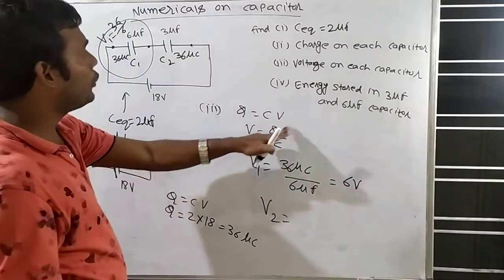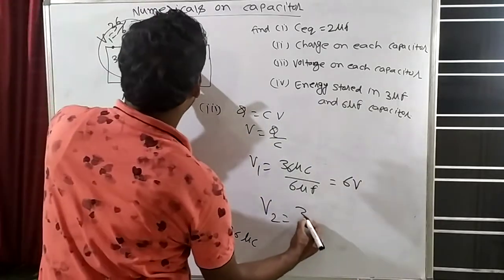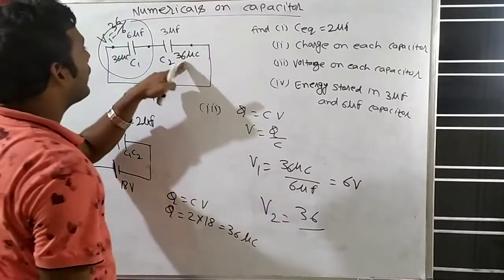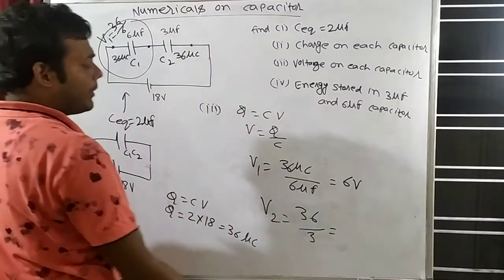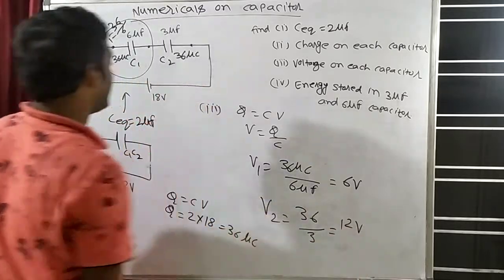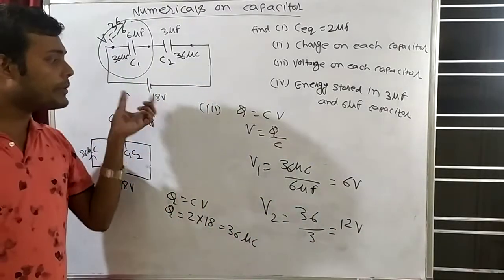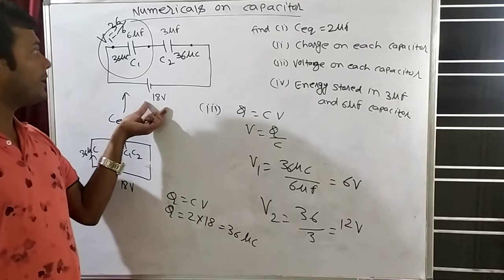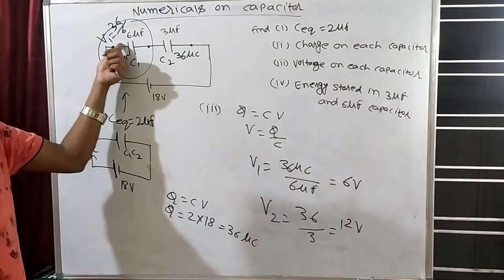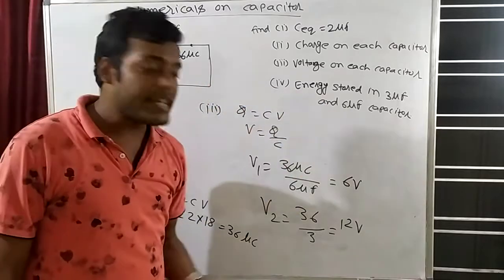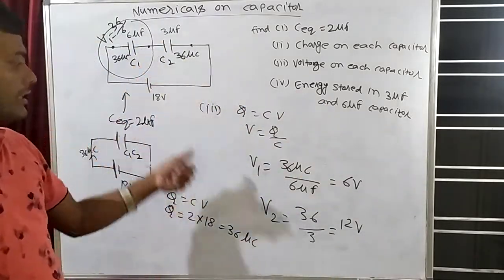V2. How will we calculate it? Q by C. How much is the charge? 36. How much is the capacitance? 3. So 36 by 3 will be how much? 12 volt. Now see that this 18 volt is distributed into 2. Out of this 18 volt, 6 volt is consumed by which capacitor? C1 is consuming how much? 6 volt, and C2 is consuming how much?